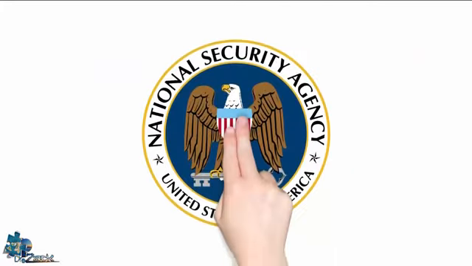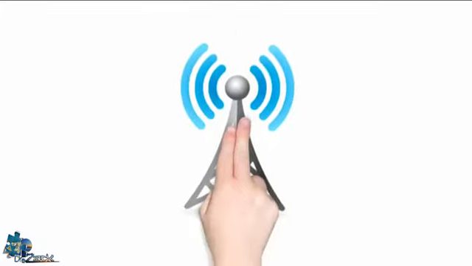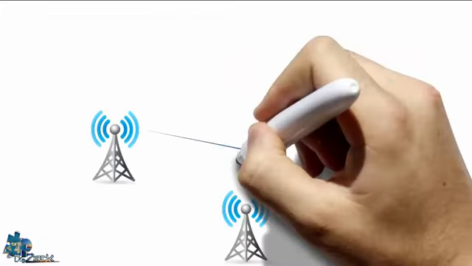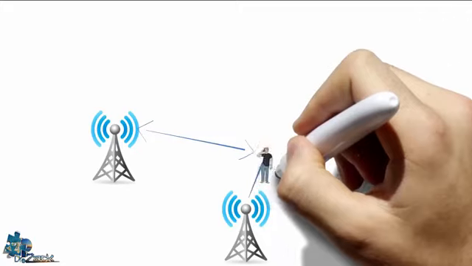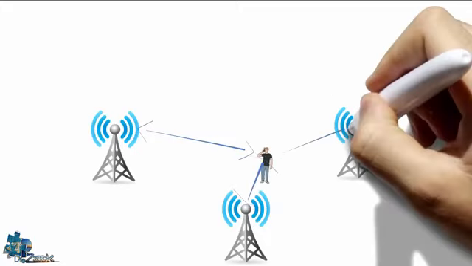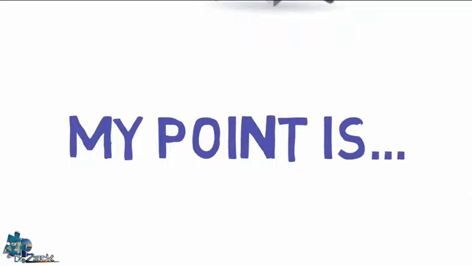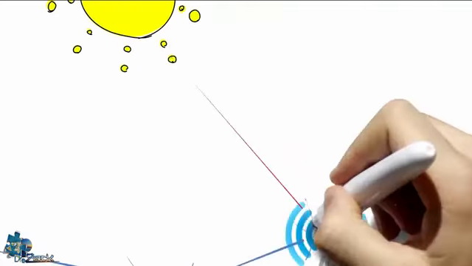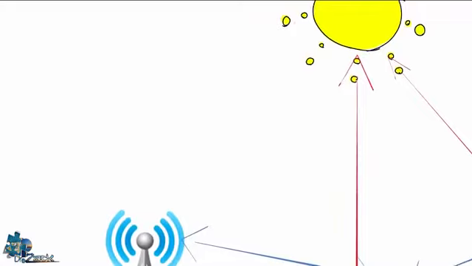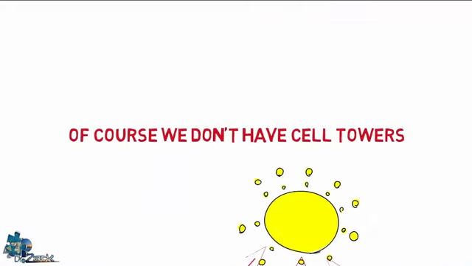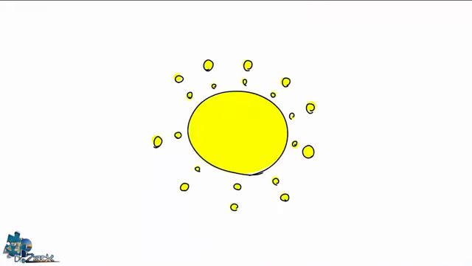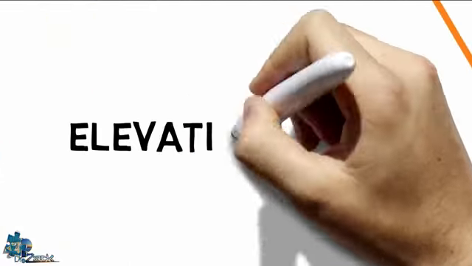Well, NSA can track you by using 3 cell towers. Your location can be tracked fairly accurately by someone who is measuring your triangulated points among the 3 cell towers. Now my point is, why don't we use the same techniques to locate and track the sun? Of course we don't have cell towers, but we've got something similar: sun rays, in other words, elevation angles.